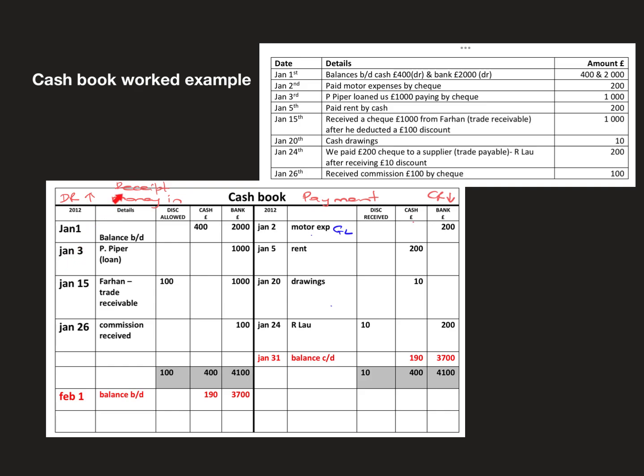We are receiving money, so it's going to be on the receipt side of the cash book. January 3, P. Piper. And in brackets, I put the word loan as a reminder of what type of transaction this was. And because it says that we are paying by check, you can see here, it goes into the bank column for 1,000. Again, I would make a little notation to myself as a reminder about this transaction. So P. Piper loan, that's going to be in the general ledger.